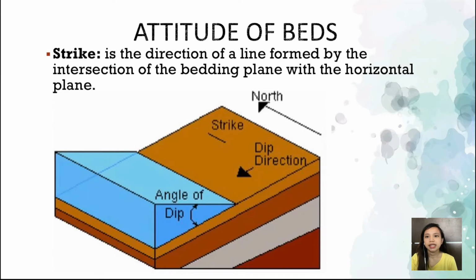Strike is the direction of a line formed by the intersection of the bedding plane with the horizontal plane. Strike in geology is the direction of the line formed by the intersection of a fault, bed, or other planar feature in the horizontal plane. Strike indicates the attitude or position of linear structural features such as faults, beds, joints, and folds.